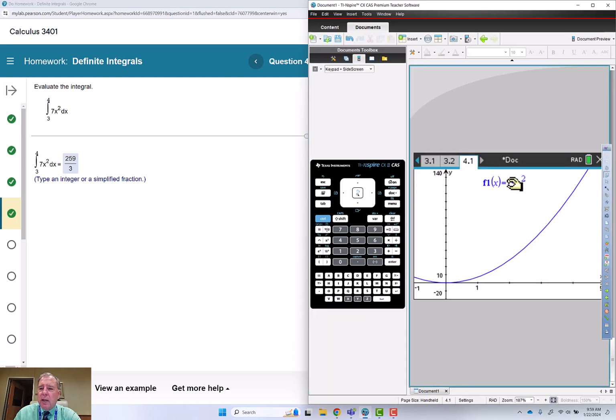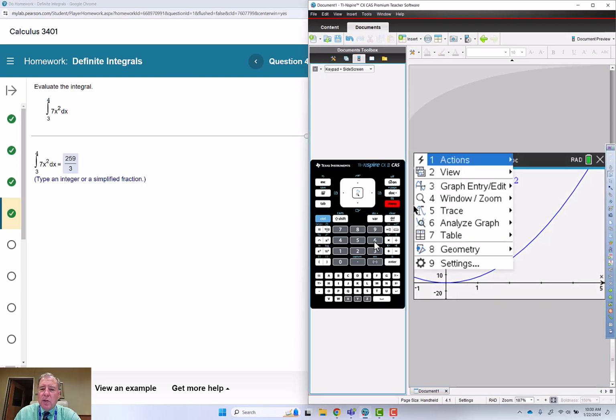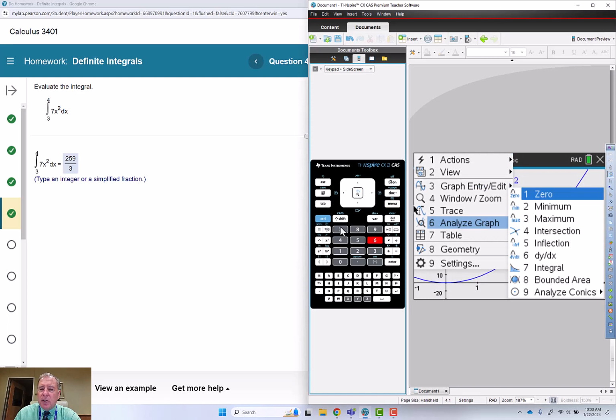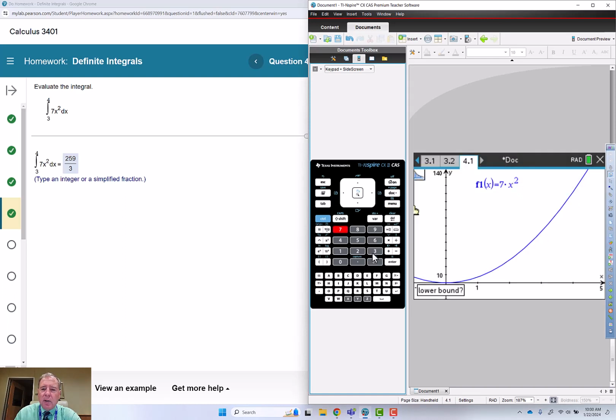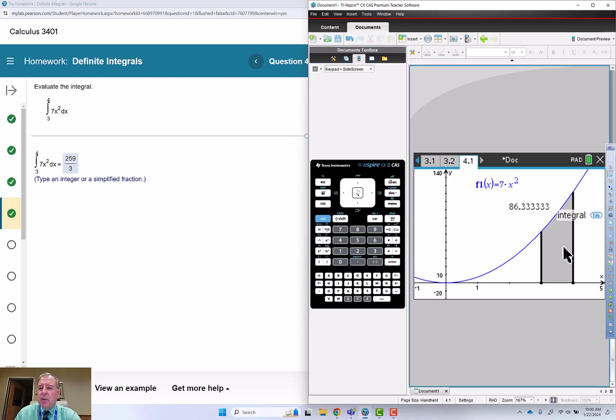And then I want to get the area between here, or let's see, 1, 2, 3, 3 and 4. So menu, 6 for analyze graph, 7 for integral, and then 3 to 4. And I get a nice, pretty shaded picture here of what it looks like, and I get a decimal answer. This is really 86 plus a third.